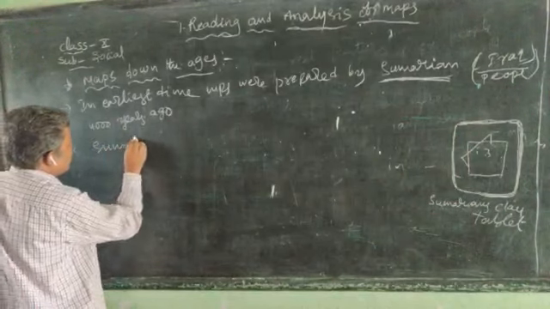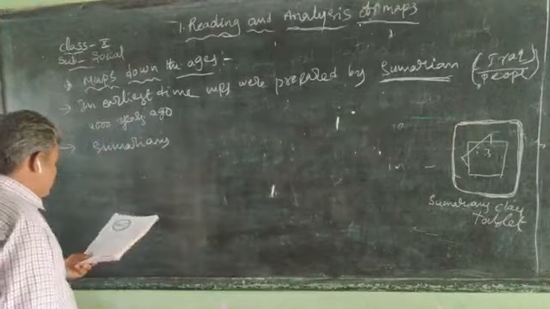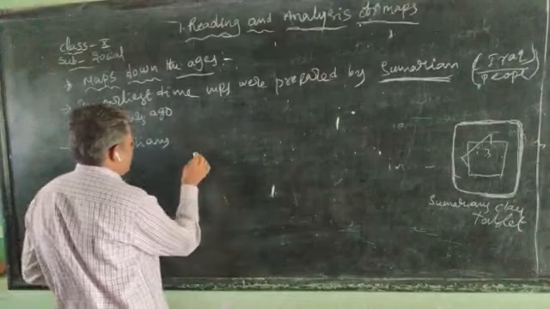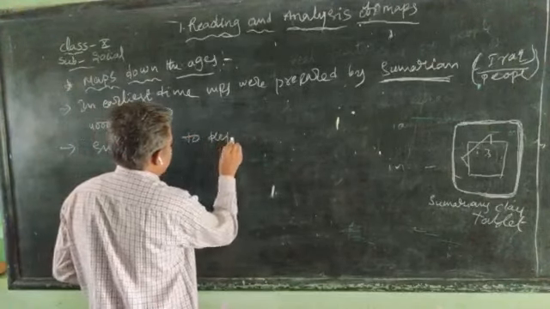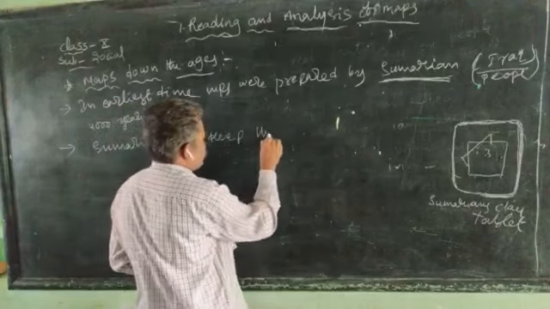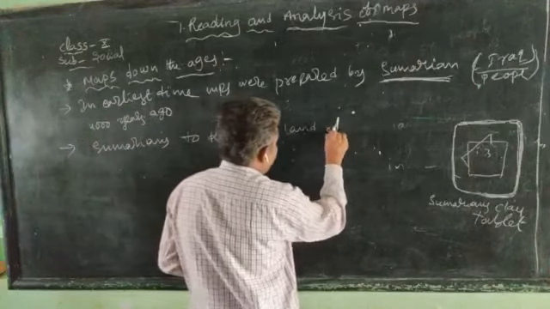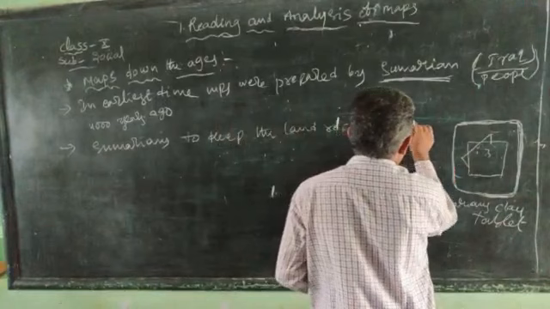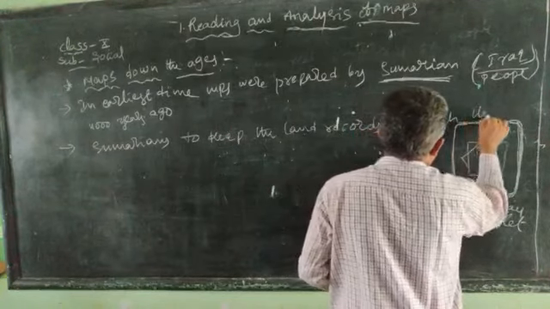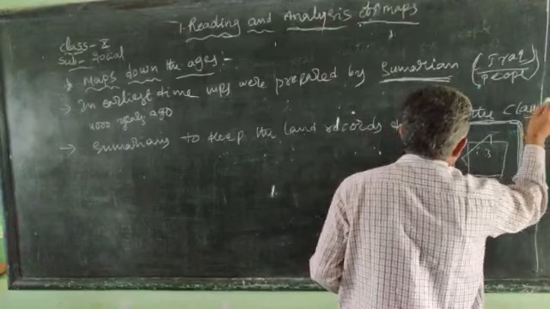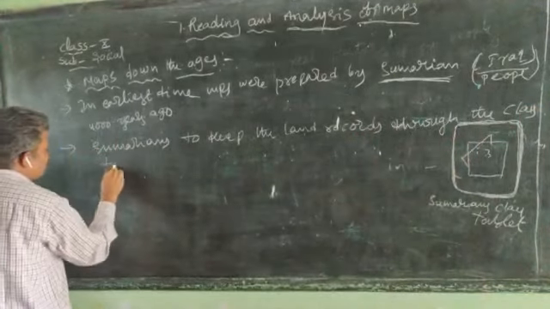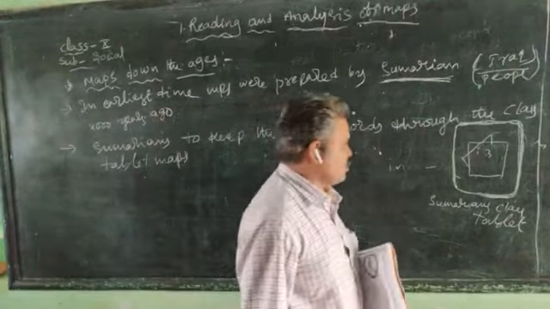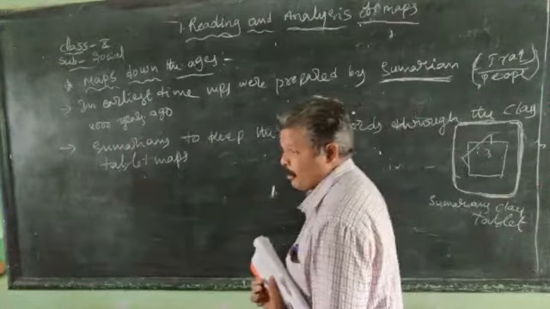Sumerians captured land records through clay tablets. Clay tablet maps, yes, they kept these very carefully.